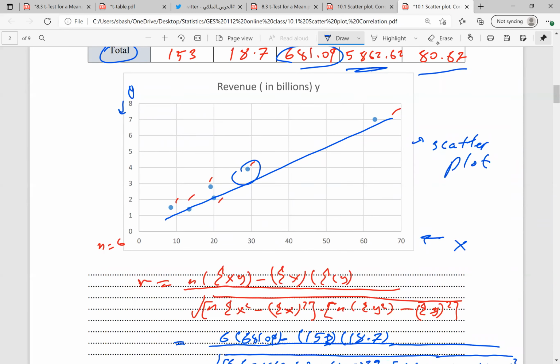So this is the idea, or the principle, of the correlation coefficient R, just to find the relation between x and y. Is it positive or negative? And how strong it is. If it is very close to 1, we will say it is linear correlation. If it is far from 1, then in that case it is not a very strong linear correlation.